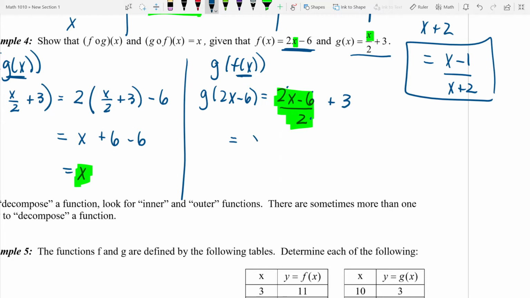2 goes into 2 one time. 2 goes into 6 3 times. 2 goes into 2 one time. Does the 1 on the bottom change anything? No. So we don't need that. And then don't forget you still got that plus 3 out there. And then a minus 3 and a plus 3 gives you a 0. That cancels out. So your final answer is x. So those were both equal to x.